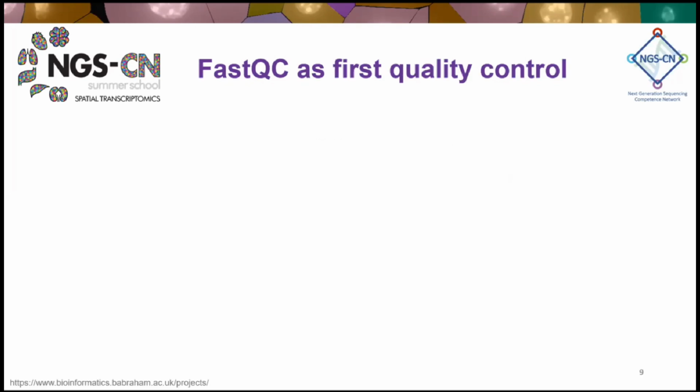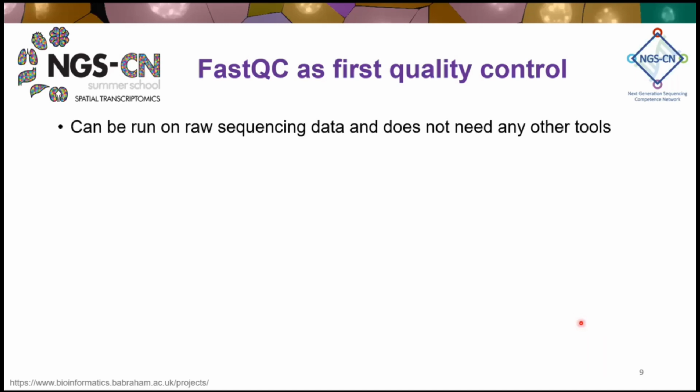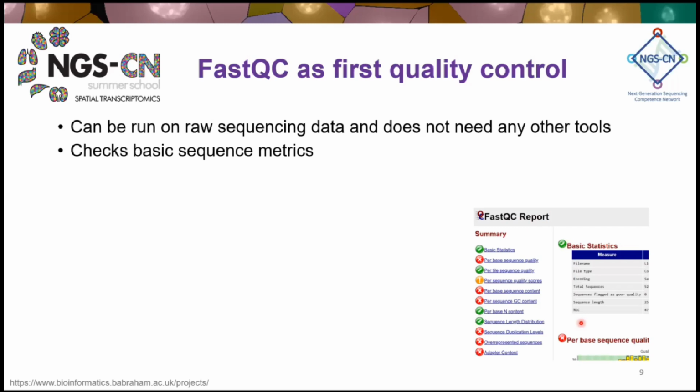Okay, in general, I would advise to use FastQC as a first quality control because it is easy to run. So you can run it on raw sequence data. It's just one tool you need to download, and you don't need any other tools. And you already get an impression of your data. FastQC checks different sequence metrics, which are very basic. For example, number of reads, the per base sequence content, the per base sequence quality, GC content, adapter content, and more.